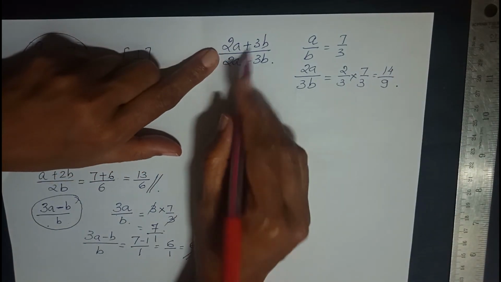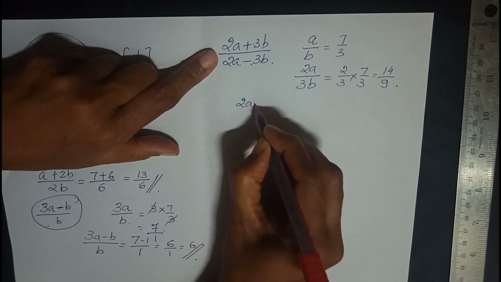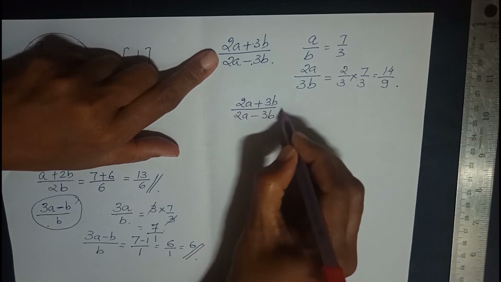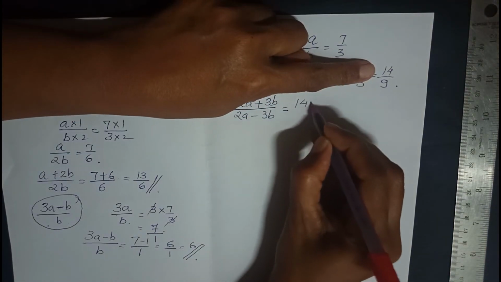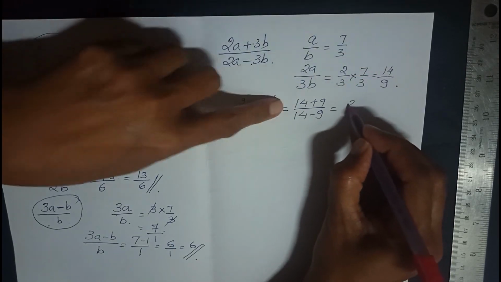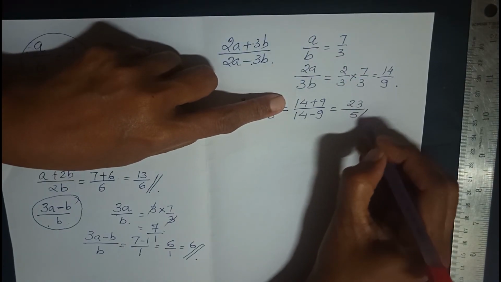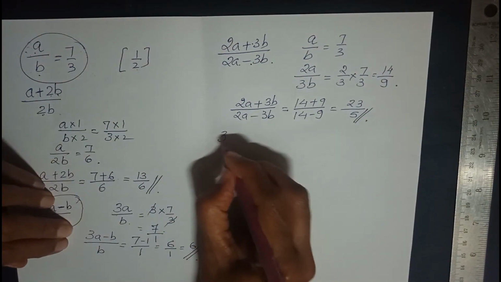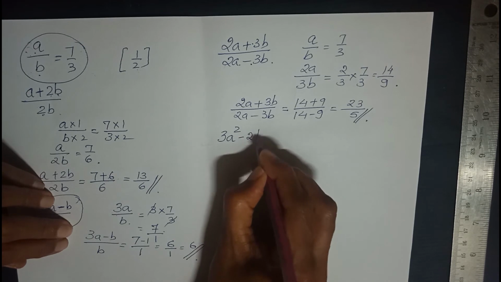So now let us do this. (2a plus 3b) upon (2a minus 3b) will be equal to (14 plus 9) upon (14 minus 9). So this will become 23 upon 5. So this is how you can change the given ratio. Let's take one more example. Let us say I want this.